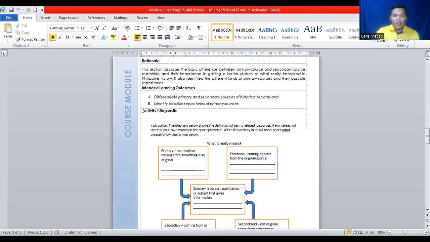Sunod, activity. Activity, you have to do this diagnostic. Diagnostic is you have to look at kung unsa ni siya nga mga what is the meaning of primary and secondary source. Instruction: this diagram below shows the definition of terms related to sources. Rewrite them in your own words on a space provided.